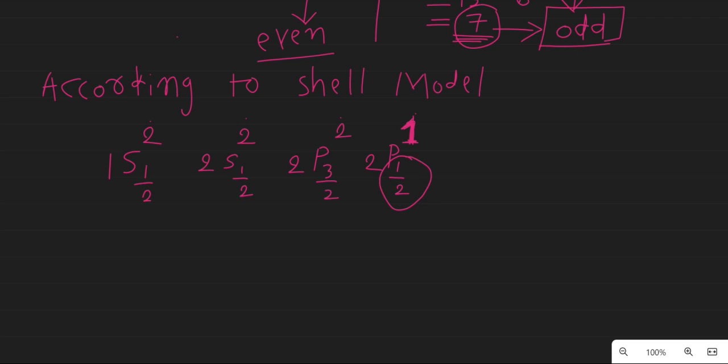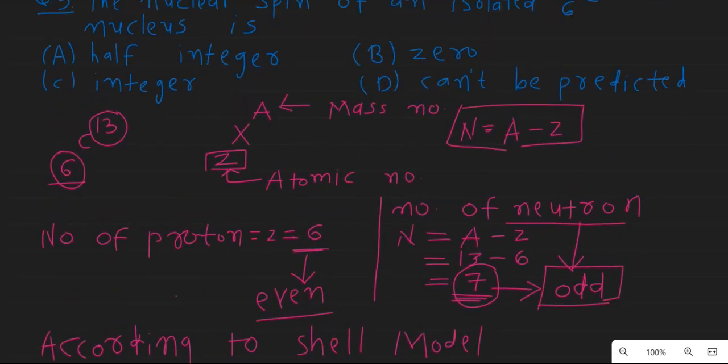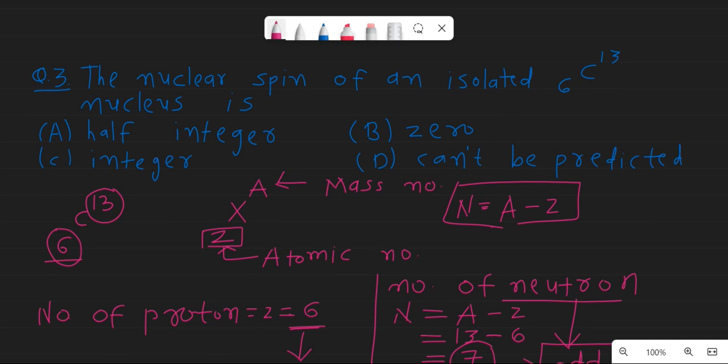Since the even numbers of neutrons in the s state or p 3/2 state have spins plus half and minus half, it will be 0. One spin will be up and another spin will be down, so it will be 0, and only one neutron is there in the p 1/2 state, so our spin will be half integer. So the correct option will be A.